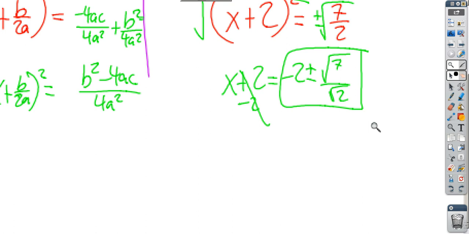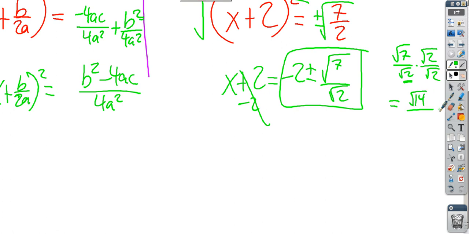And that's not wrong, but we could simplify that a little bit further, because for root 7 over root 2, you can do something called rationalizing the denominator, which means multiply top and bottom by the square root of that number. Square root 7 times square root 2 is square root 14. Root 2 times root 2 is 2. So the final answer here for x would be plus or minus root 14 over 2, and that's what x is equal to.